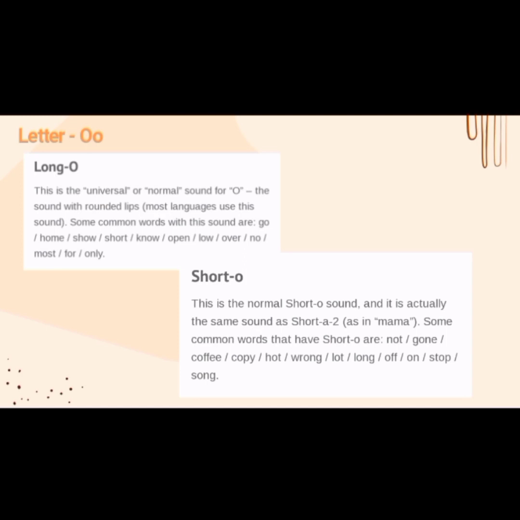The next sound is the short O sound. This is a normal short O sound, and it is actually the same sound as short A, as in mama. Some common words that have short O are not, gun, coffee, copy, hot, wrong, lot, long, off, on, stop, and song.